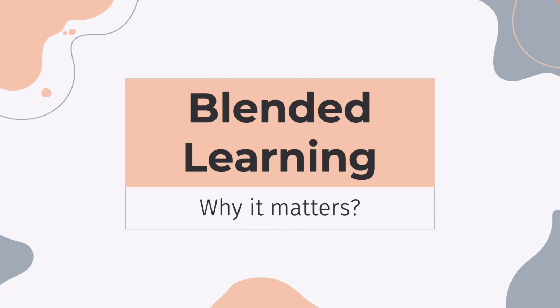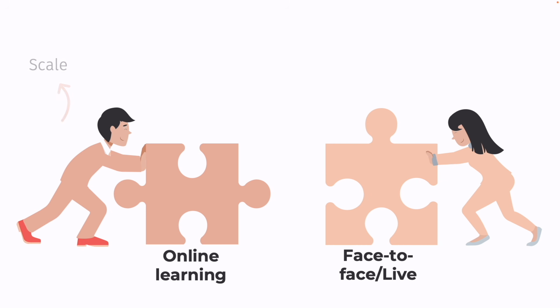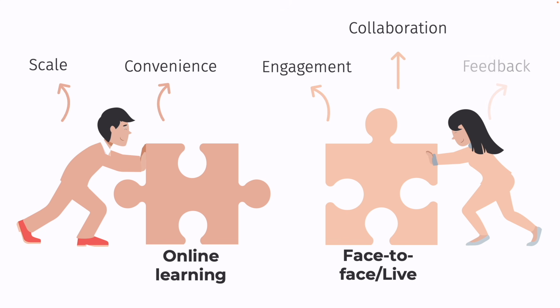Why it matters? No single method works for every learner, every topic, or every company. Blended learning gives you flexibility. It allows learners to go at their own pace and get support from facilitators and peers when they need it. You also get the best of both worlds: digital tools for scale and convenience, and live interaction for engagement, collaboration, and feedback. This approach often leads to better learning outcomes because learners can digest the theory on their own and then practice and reflect with others.